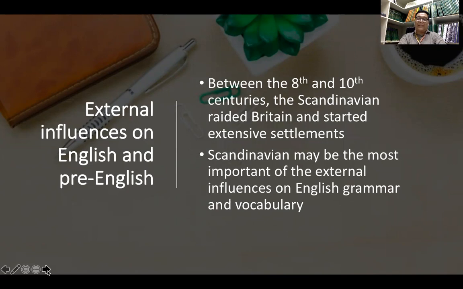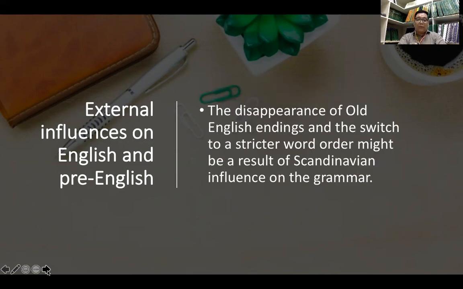Between the 8th and 10th centuries, the Scandinavians raided Britain and started extensive settlements. And because of this, Scandinavian also had a big impact on the English language. Scandinavian may be the most important of the external influences on English grammar and vocabulary. Now, the disappearance of Old English endings, the inflections at the end of the words, and the switch to a stricter word order, because Modern English is much stricter when it comes to syntax or the word order, might be a result of Scandinavian influence on the grammar.